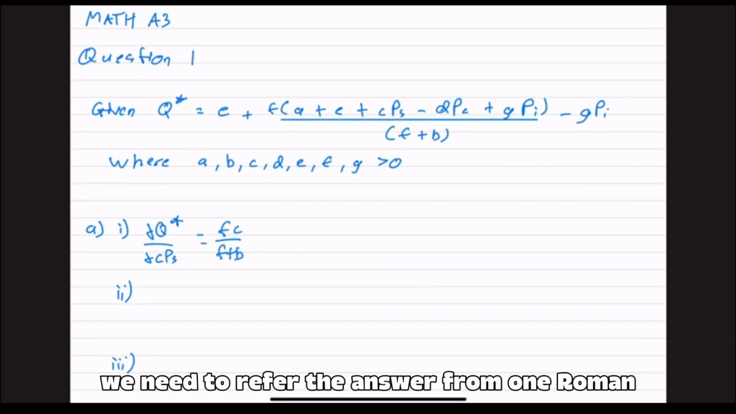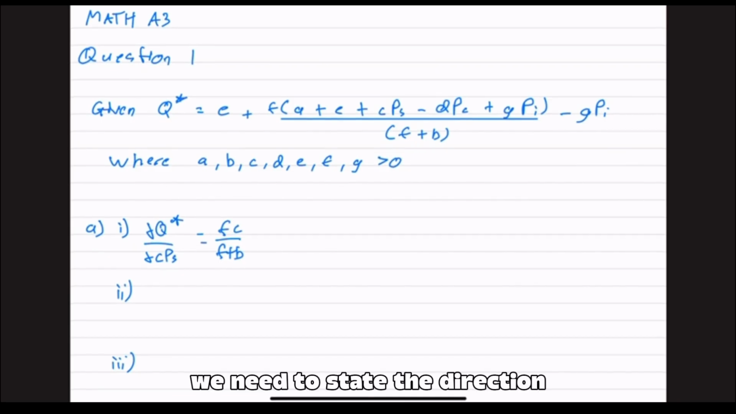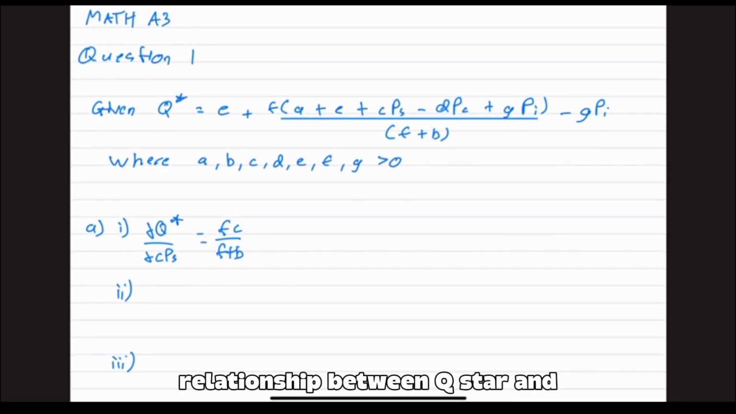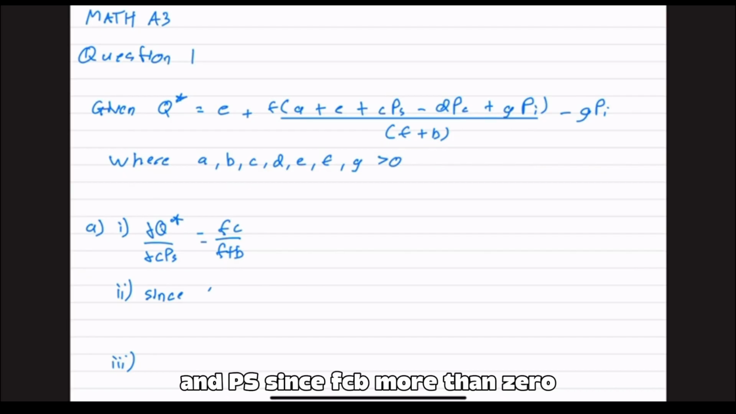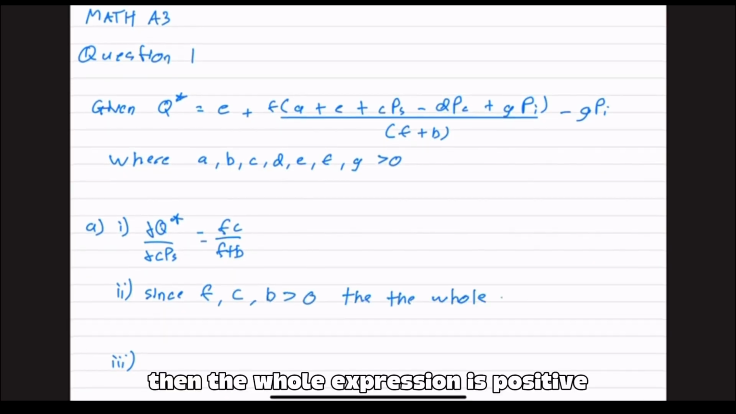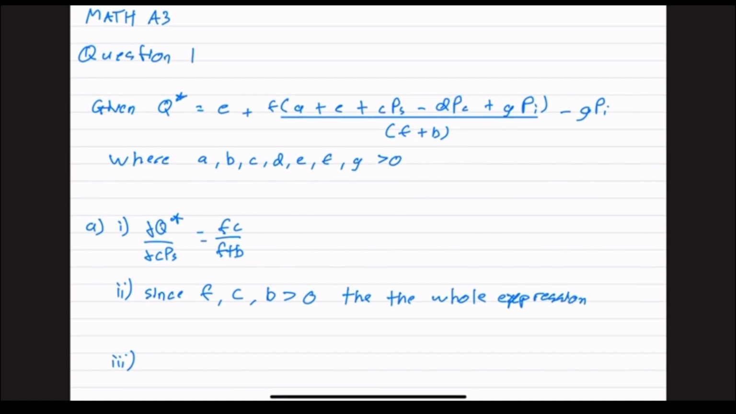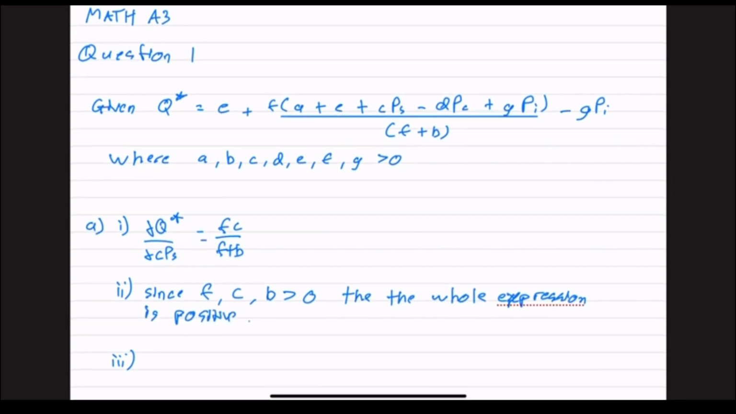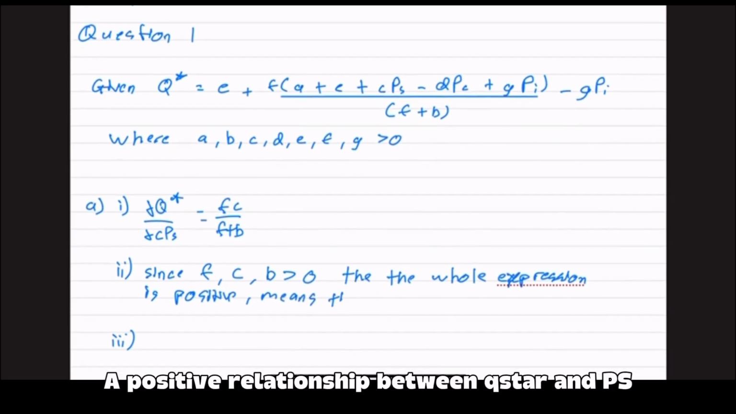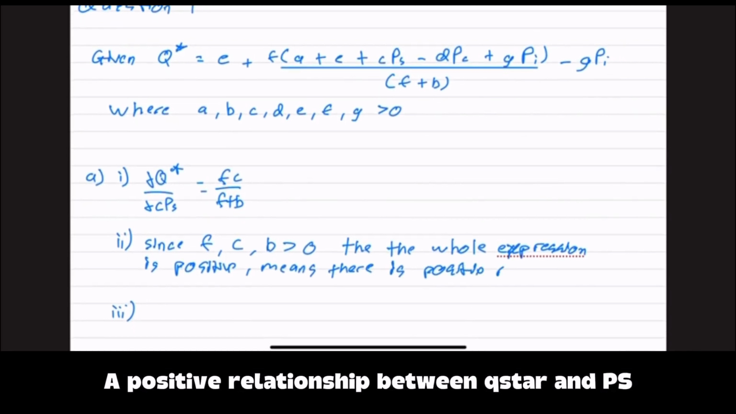For part 2, we need to refer to the answer from part 1. We need to state the directional relationship between Q star and PS. Since F, C, B are more than 0, the whole expression is positive. This means there is a positive relationship between Q star and PS.